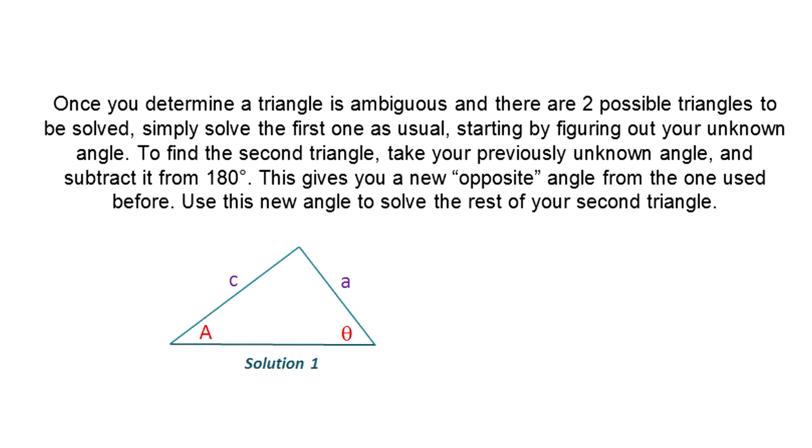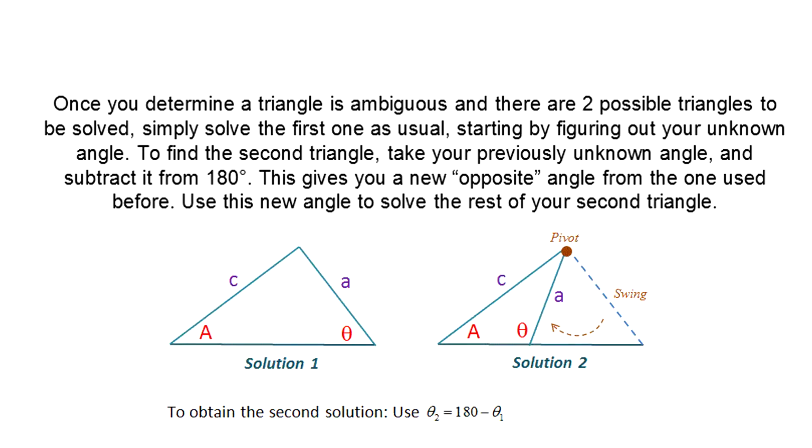Once you've determined a triangle is ambiguous and there are two possible triangles to be solved, simply solve the first one as usual, starting by figuring out your unknown angle. To find the second triangle, take your previously unknown angle and subtract it from 180 degrees. This gives you the new opposite angle from the one used before. Use this new angle to solve the rest of your second triangle.